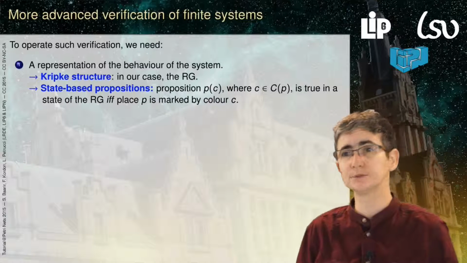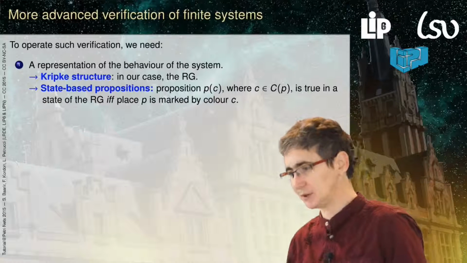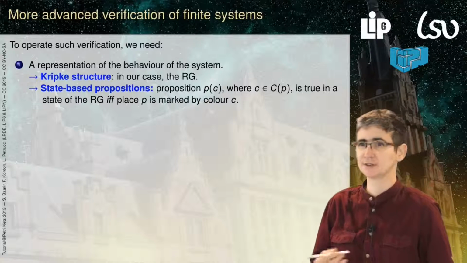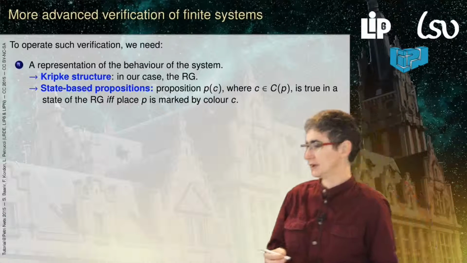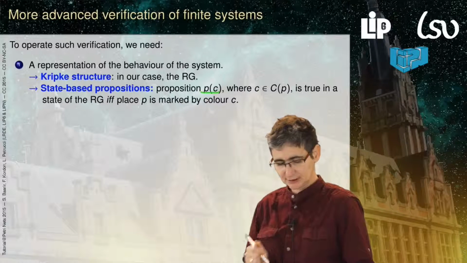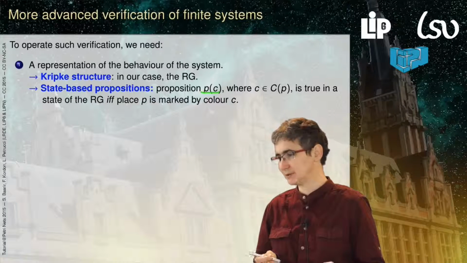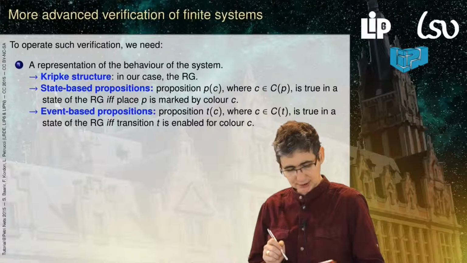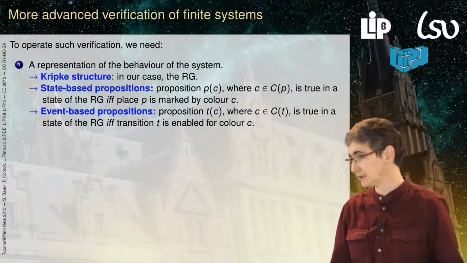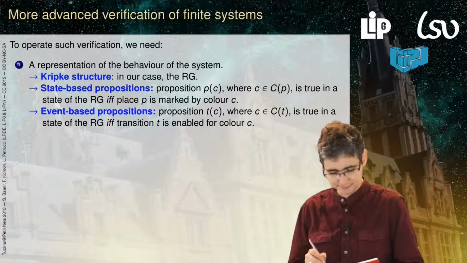We'll have to model properties and to state properties that can be either state-based propositions, so propositions that express things on places, denoted by P of C, to say it's true if the place P is marked by a color C. We have event-based propositions as well, denoted T of C, to tell that transition T is enabled for color C.